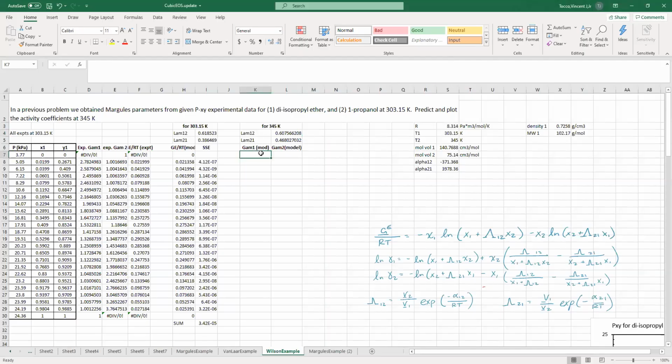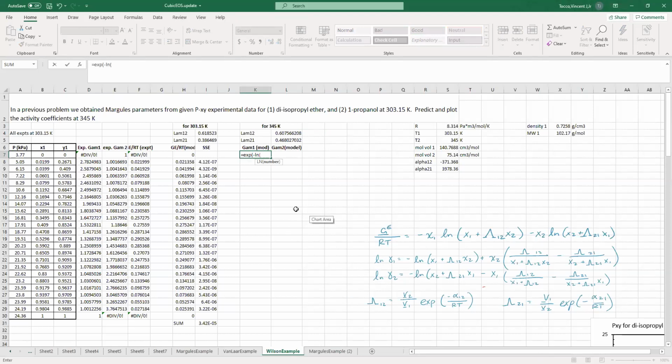Sorry about that. My Excel was lagging a little bit because my autosave was having some errors. So now that I have lambda 1, 2 and lambda 2, 1 for my updated temperature, I'm just going to simply plug those values into the middle two equations to obtain the values of the activity coefficients. So gamma 1 equals exponent. And this is going to be a long formula. I hope I don't make a mistake here.